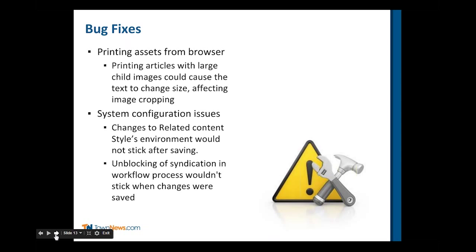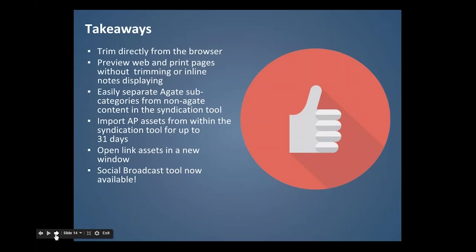So again, what have we released here? This has all been things inside the browser interface with the appliance update that's available now to be installed. We get trimming directly from the browser. You can preview a print version or a web version within the browser without the notes and the trims displaying, at least not being highlighted for the trims.